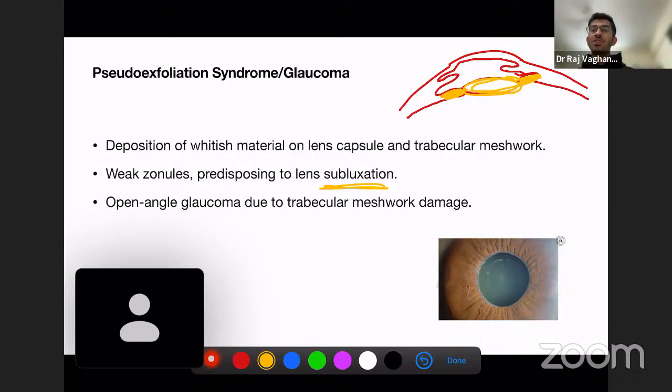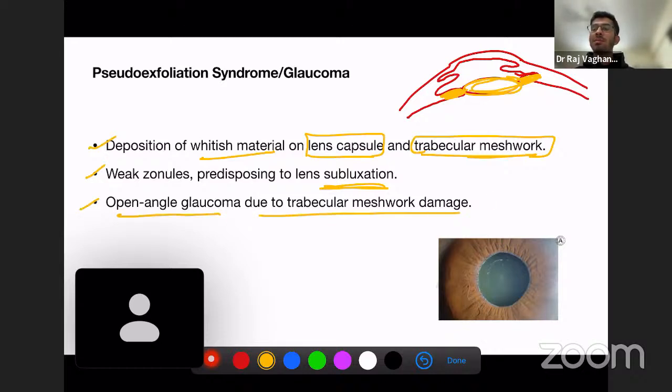And there can also be deposition of whitish material on the lens capsule and the trabecular meshwork. And the third point is open angle glaucoma due to the trabecular meshwork damage. So pseudo exfoliation syndrome or glaucoma is the same as open angle glaucoma. It is just known as pseudo exfoliation syndrome. The words are different, but the meaning is one or more the same.